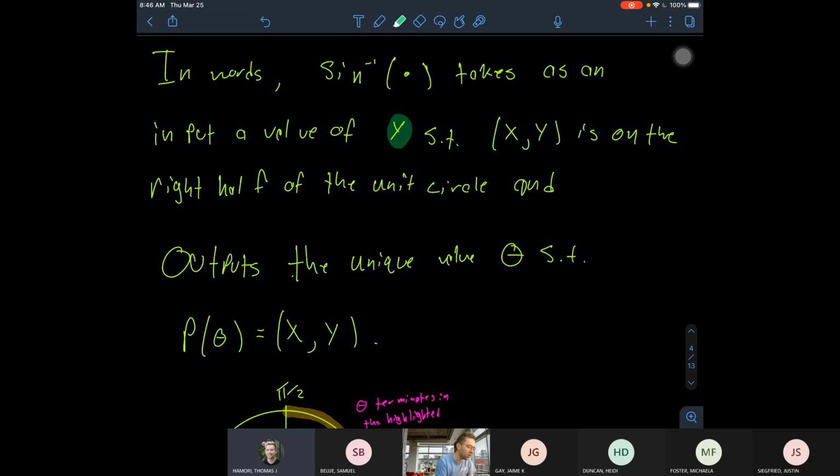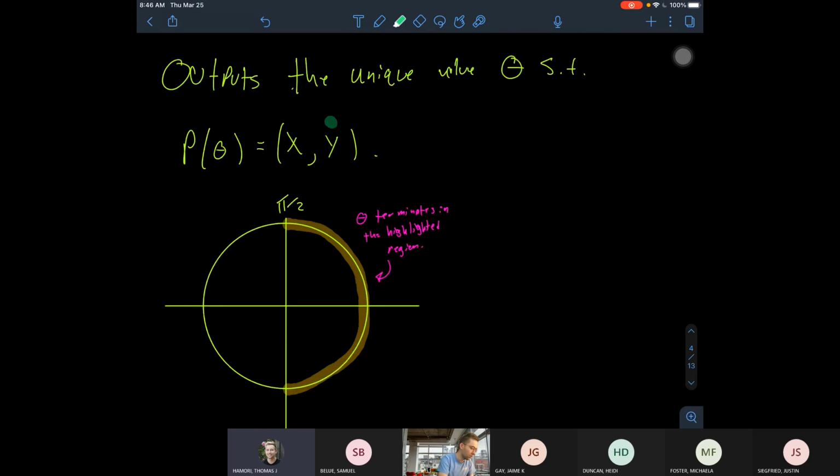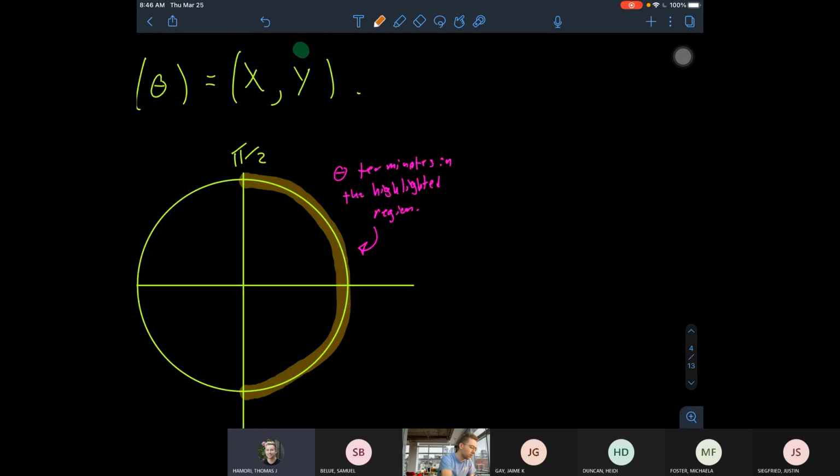Okay, and it outputs the unique value theta such that the point on the unit circle has the y value which we were originally given. So we're given a point here on the unit circle. Actually, we're only given its y coordinate. So I'm putting a dot in there because I don't even know the x coordinate. But I know that there's only one point here on the unit circle, which is on the right side, which has that y value.